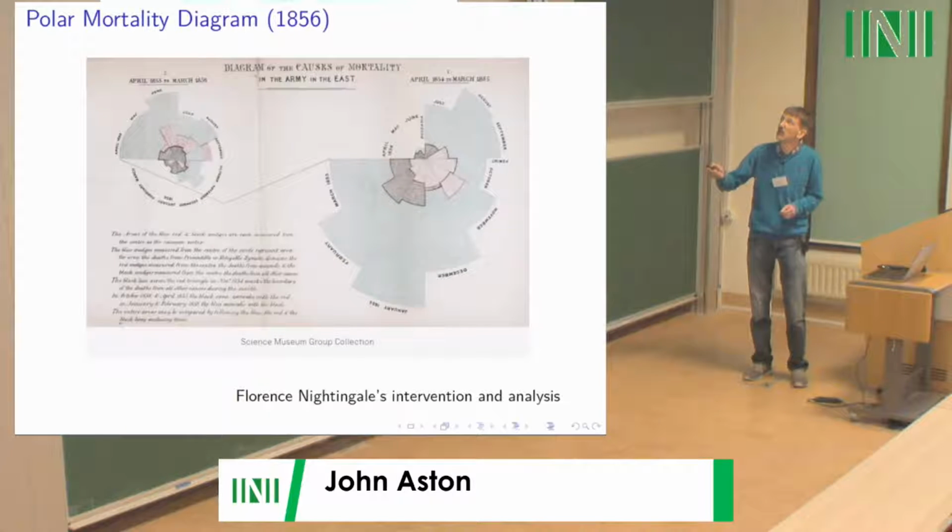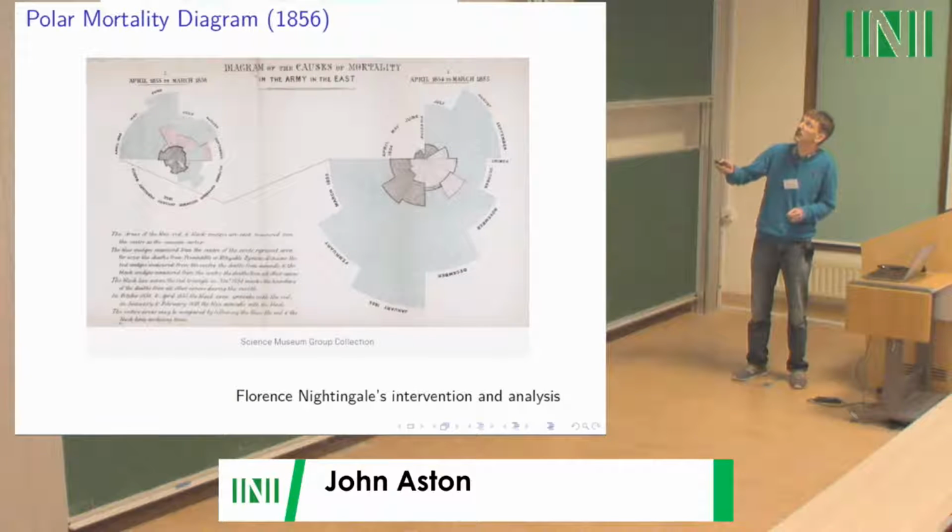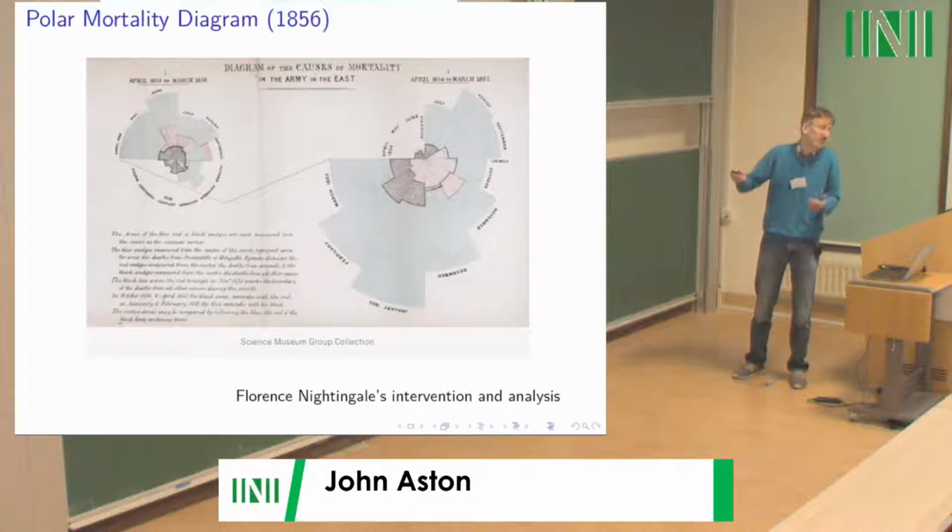She looked at, here is from 1854 to 1855, and this is from 1855 to 1856. She looked at the causes of death across the year. So this is a sort of circular diagram as the year goes round. You can see the months of the year. Red was from battlefield injuries, black was from other, and this bluey color is from communicable diseases.